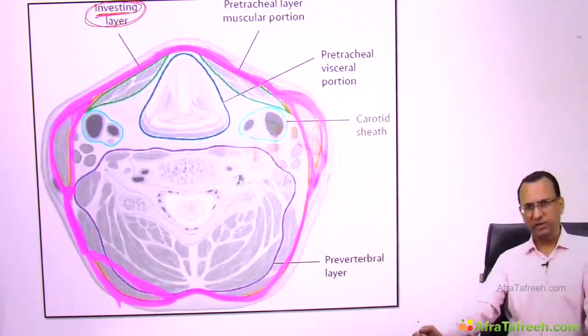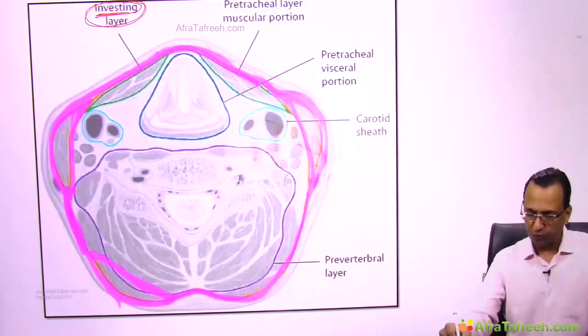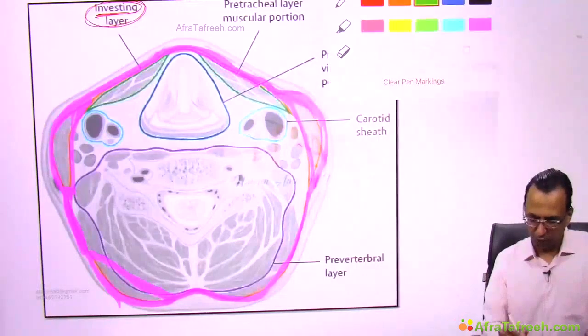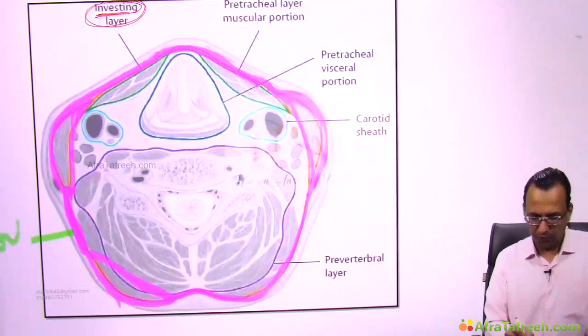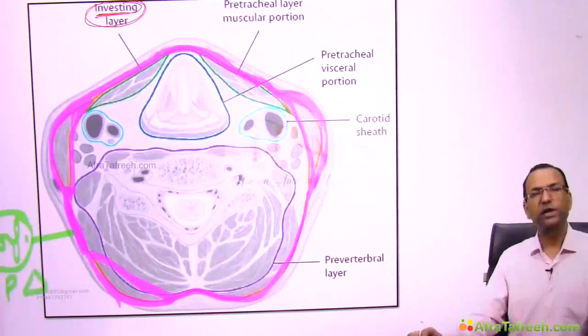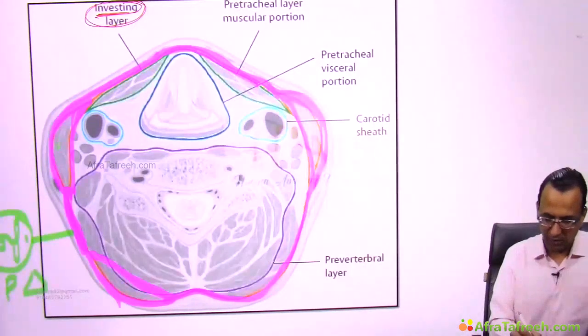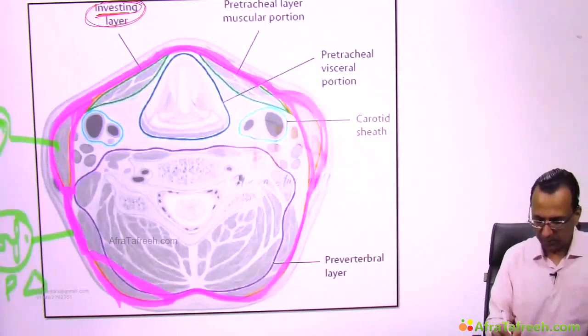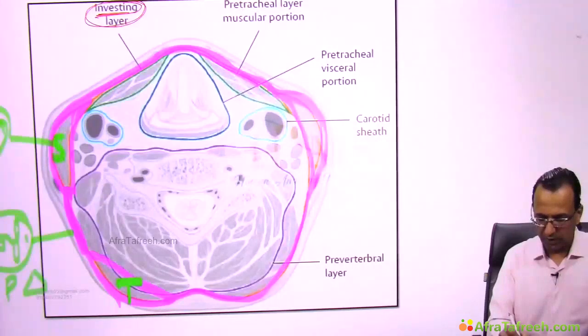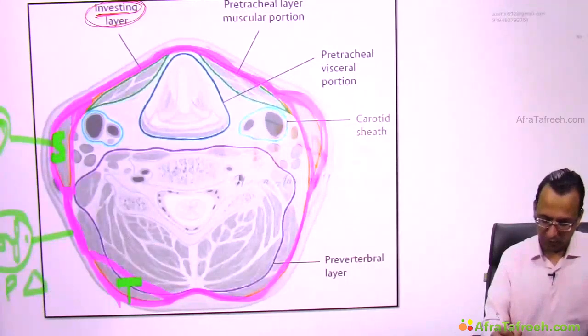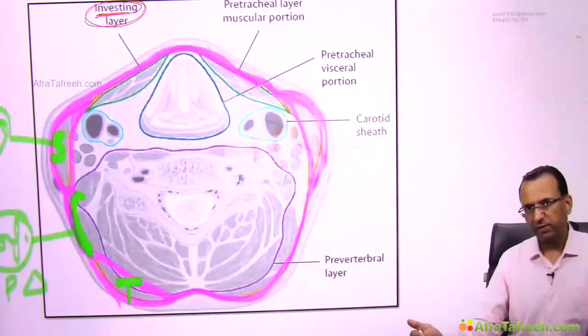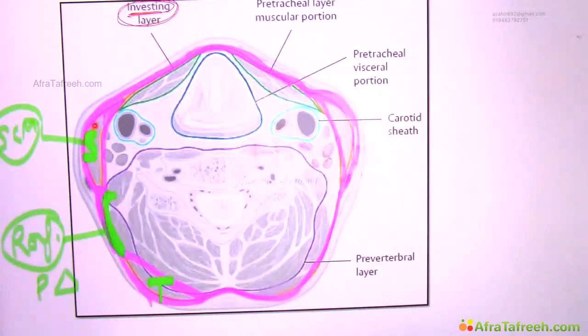It is the most superficial deep cervical fascia, forming the roof of the posterior triangle. But how do you know this is the posterior triangle? Because this is the sternocleidomastoid muscle and that is the trapezius. Trapezius is posterior, sternocleidomastoid is anterior, and bounded by the two is the posterior triangle, with a roof formed by investing fascia.